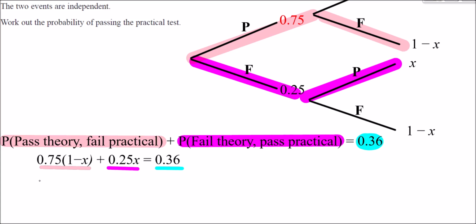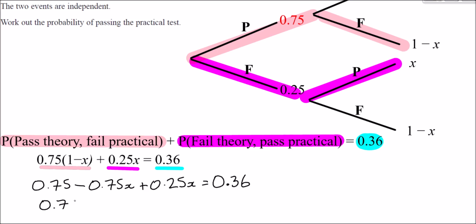So if I do 0.75 times 1, that's 0.75 obviously. 0.75 multiplied by minus x is minus 0.75 of an x, plus 0.25 of an x equals 0.36. So 0.25x minus 0.75x, think about it as 25p take away 75p, you'd be 50p in debt. So simplifying these x parts, I've got minus 0.50x, in other words minus 0.5 of an x, equals 0.36.